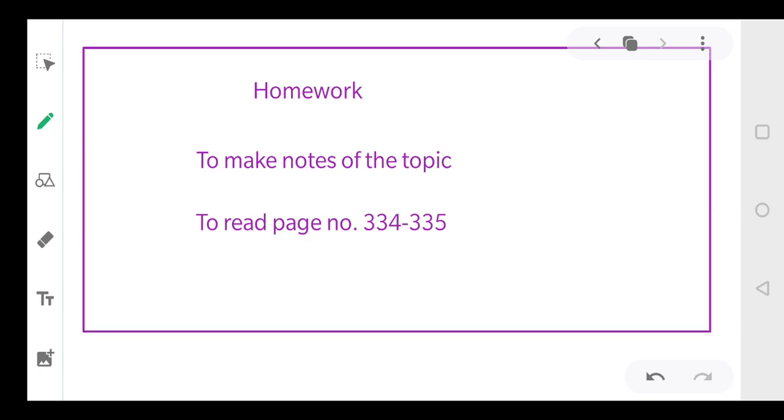Okay, any doubt, anyone? Okay, good. So coming to your homework for today, first of all you will make notes of this topic, and then you will read page numbers 334 and 335. Okay, especially those words which are highlighted in black. You need to understand the importance of those words. Read NCERT line by line, and if there is any doubt, anything that is not clear to you, you will immediately send your queries to me.